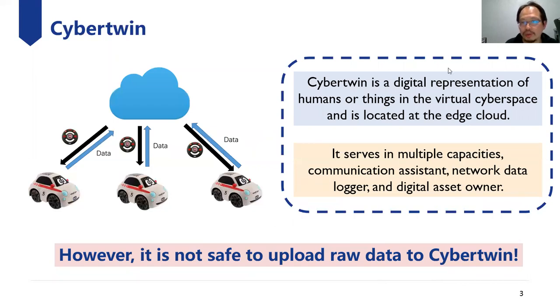And why Cybertwin? Cybertwin is a digital representation of humans or things in a virtual cyberspace, and it's located at the edge cloud. In a way, we can then see that 6G works closely with the Cybertwin to allow us to upload everything and get access to everything. Imagine this is a very large version of Apple Cloud or Amazon Cloud, and then you serve in multiple capacities, such as communication assistant, network data logger, and digital asset owner, in a way that we have lots of interactions to move data and then retrieve the information from somewhere that we work.